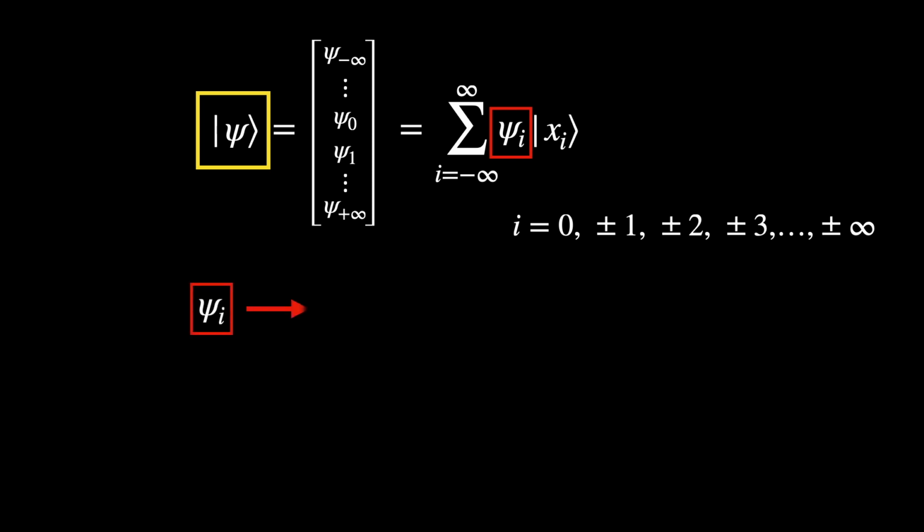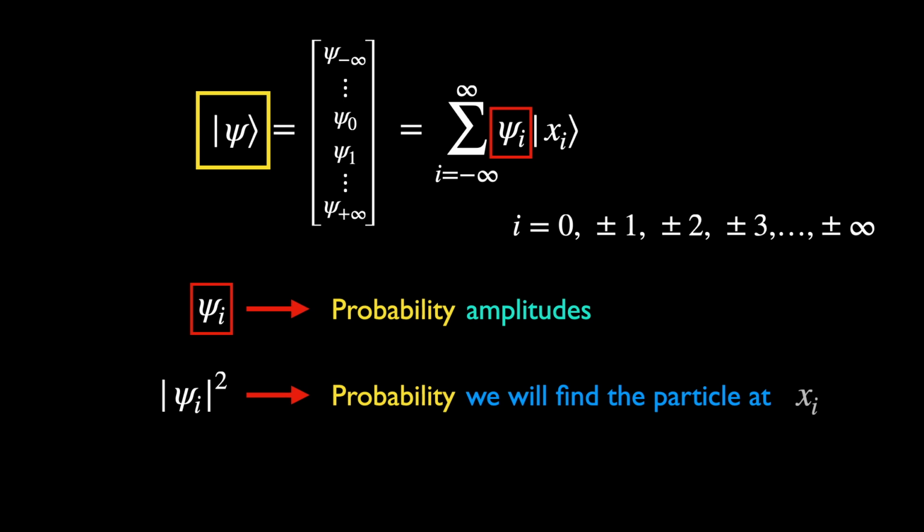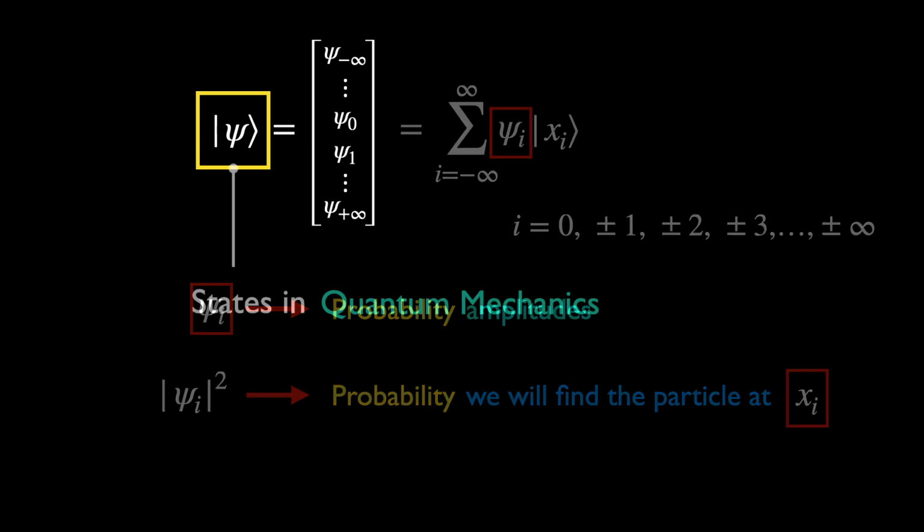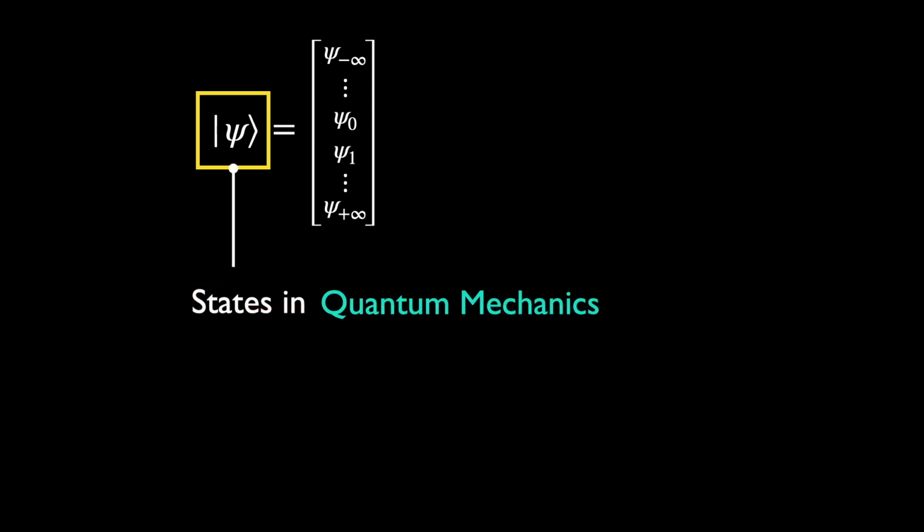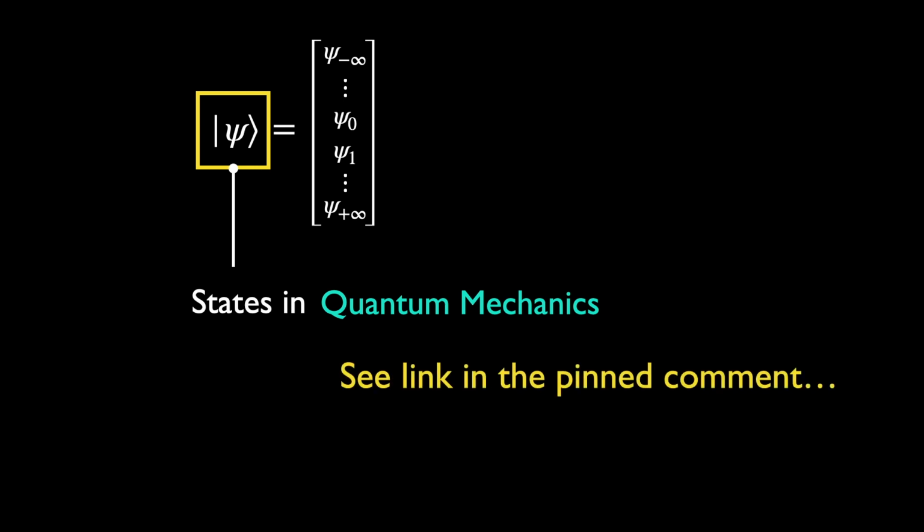These components are actually probability amplitudes, because their absolute squares are the probabilities of finding the particle at the associated positions, xi's. All these are part of the formalism of quantum mechanics, and all states of quantum systems can be described by columns like this. In this video, this is as far as we go with our discussion of quantum mechanics. See the link in the pinned comment below for my video series on quantum mechanics for a more complete introduction. For now, you can simply think of these kets as just notations for columns of complex numbers.